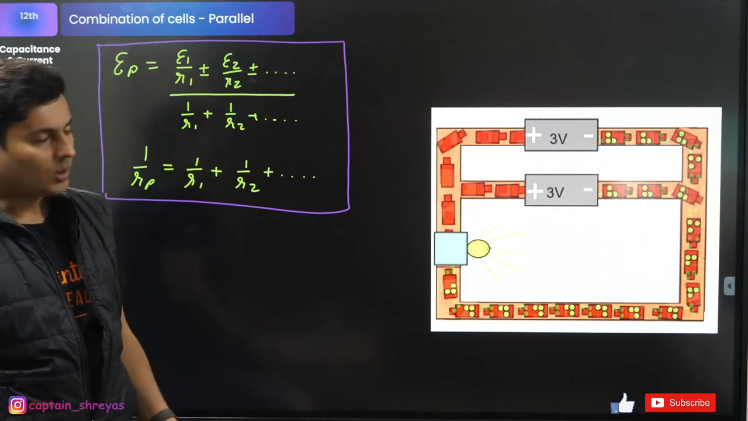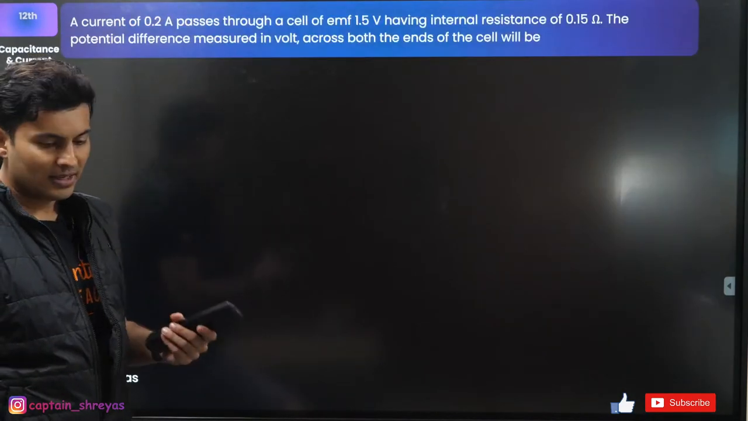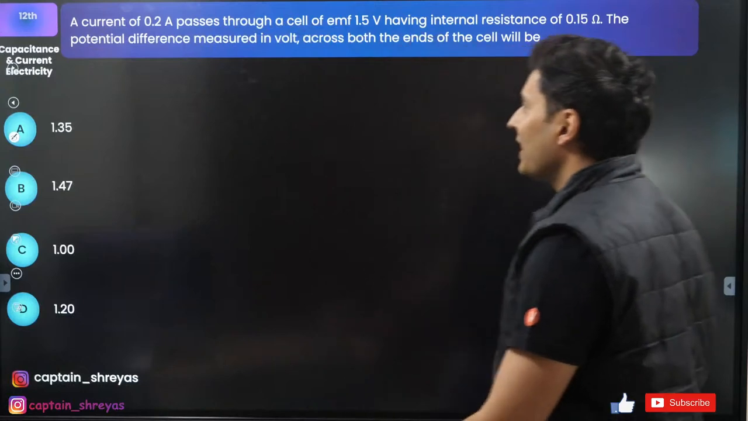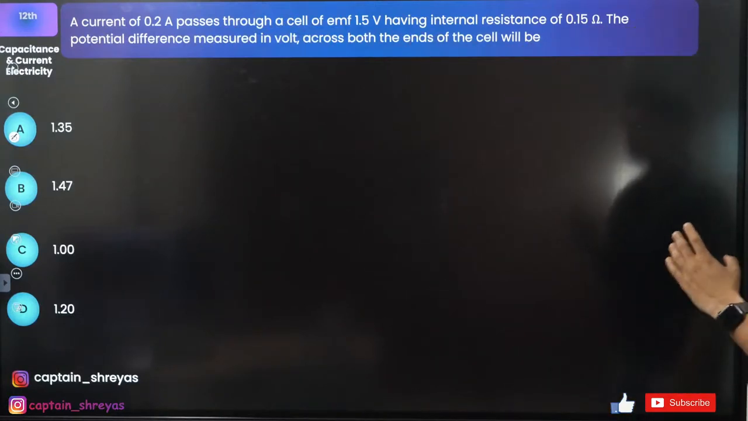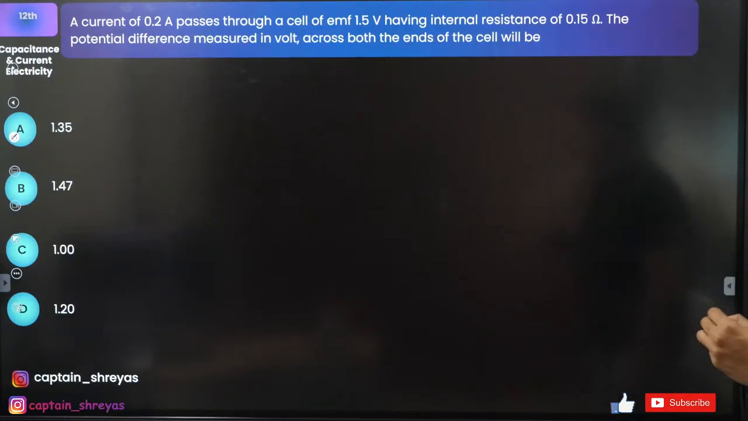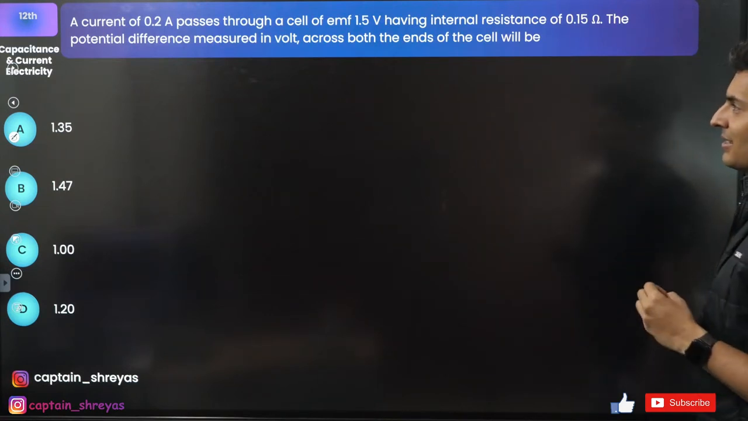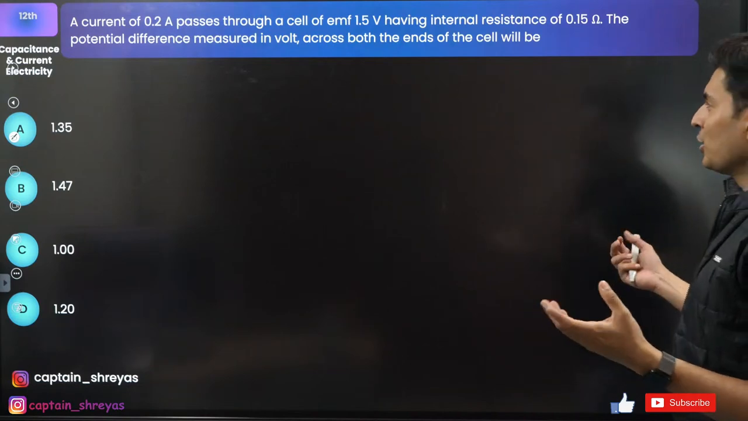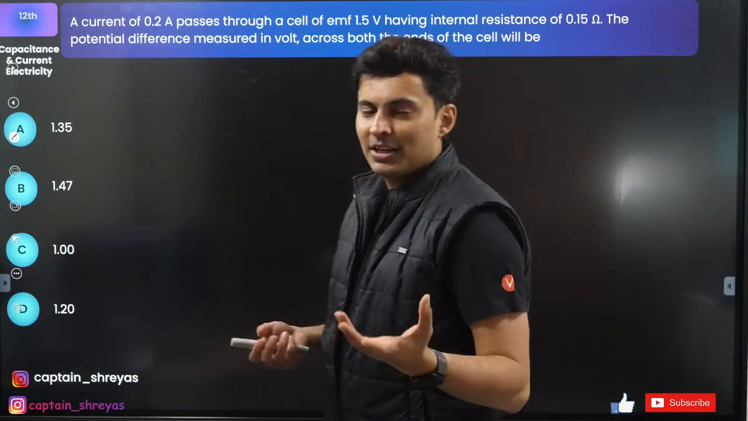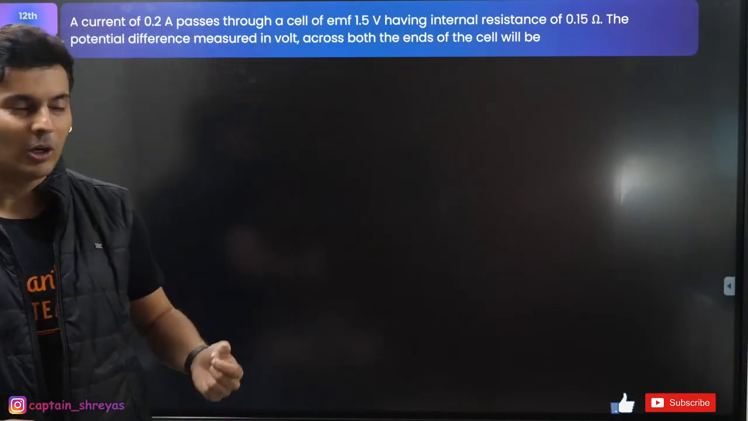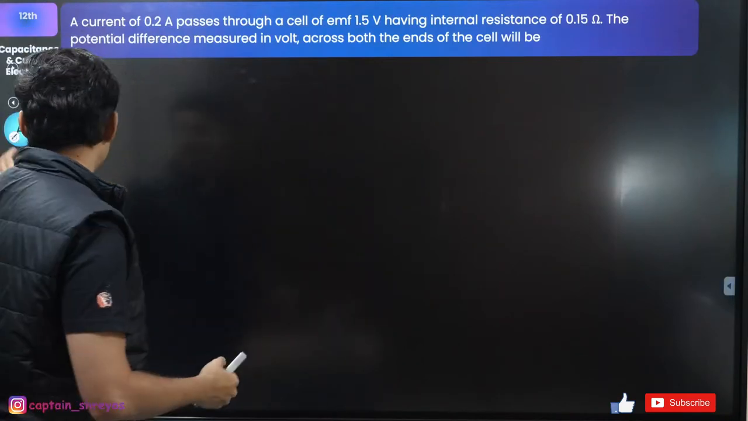Okay. Chalo. Let's go solve some problems. Get ready. A current passes through a battery, 1.5 volts EMF, internal resistance 0.15 ohm. The voltage difference, when you measure it using a voltmeter across the ends of the cell, will be how much?